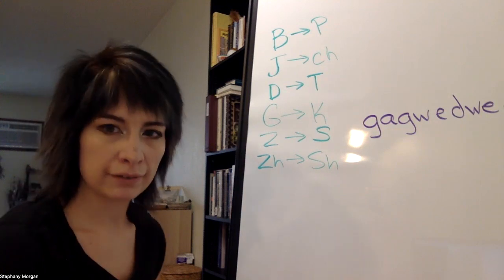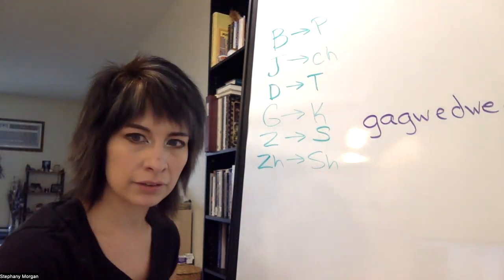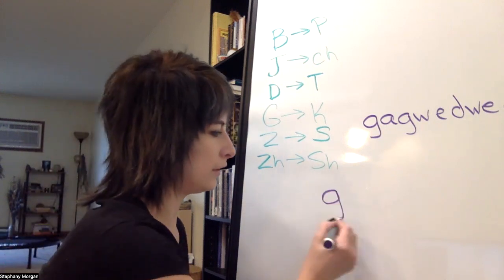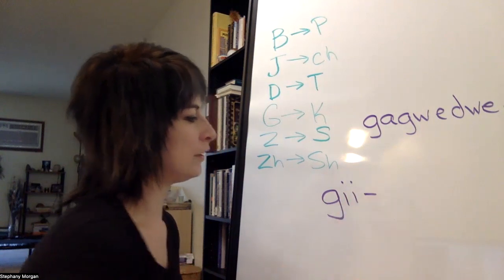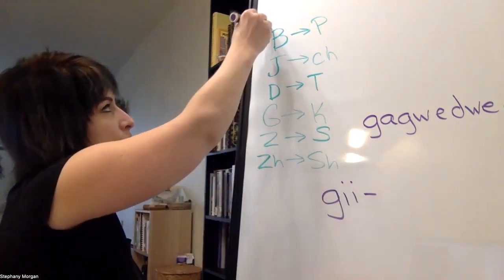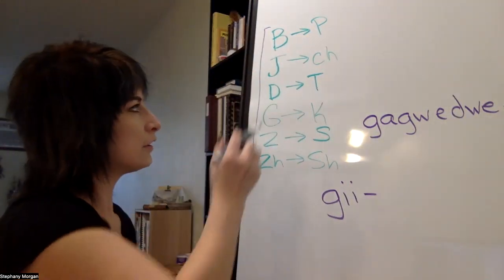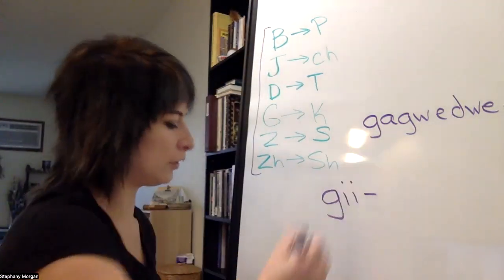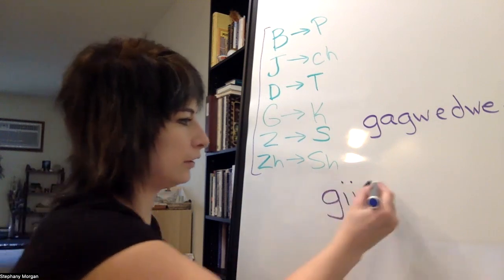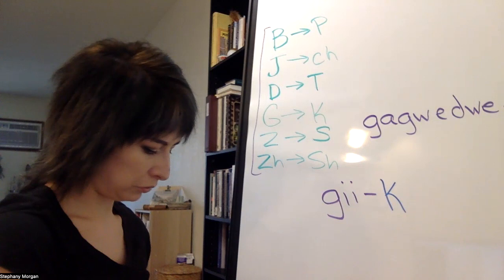But if I want to make it past tense, she or he did ask a question, she or he asked a question, I would put the time tense gi in front. And when gi precedes a verb that starts with one of these letters, this change occurs. So instead of gugwedwe, we get gugwedwe.